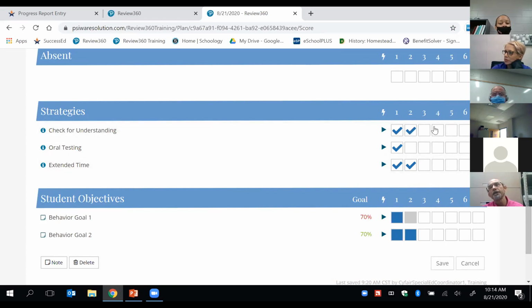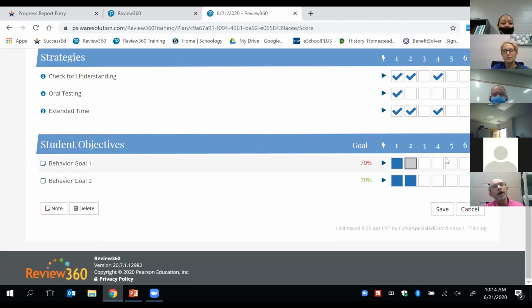So fourth period, if they use check for understanding, you would just check off with it. Maybe oral testing, you don't do that every day, so you wouldn't select it. But if the student needed extended time, you could enter. Now, where it says behavior goal 1 and behavior goal 2, this is where the goal that was imported from Success Ed would actually appear. So the default setting is simply full point, yes, they exhibited the desired behavior outcome 4th period, or no point.